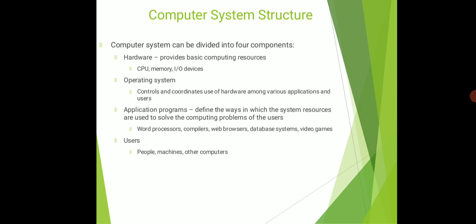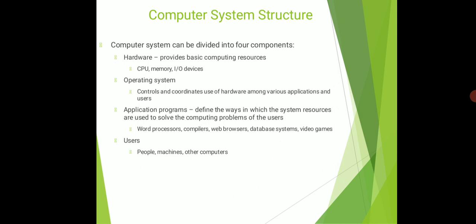Actually a computer system can be divided into four components. First one, hardware, and then second one, operating system. Third one, application programs. Fourth one is users. There are four main components. In hardware, they are providing basic computing resources. So lots of resources are there in hardware, for example CPU, central processing unit, memory, input output devices. Input devices are keyboard, mouse. Output devices are monitor, printer. Those all come under output devices. So hardware will provide basic computing resources to the user.